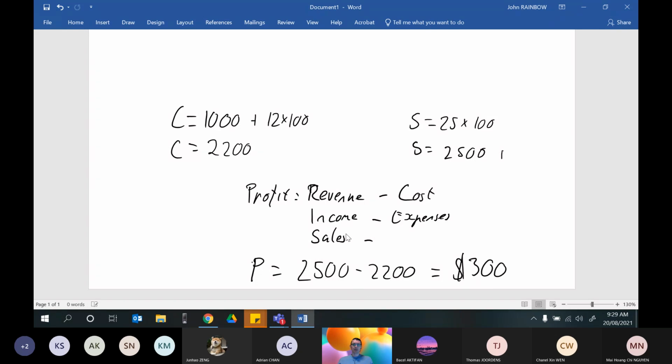I've made $300 because it cost me $2,200 to produce 100 packs. And if I sell them all at $25 and I sell all of them, I've made $300. So the question is, where do I break even? And the break even is, when does this equal 0?